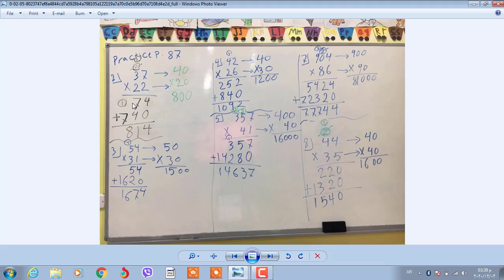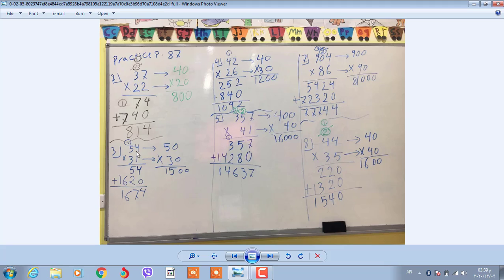So because we have addition, we need to add both of the answers. 4 plus 0 equals 4. 7 plus 4 equals 11. 1 up in the next. 7 plus 1 equals 8. So 37 multiplied by 22 equals 814.